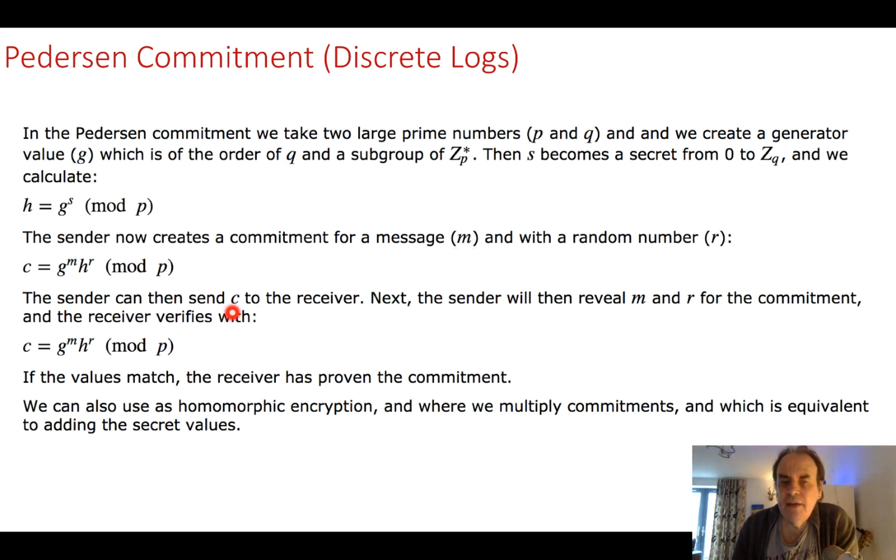The verifier then verifies the secret when Bob reveals the secret as G to the power of M times H to the power of R mod P. If the value matches with the C value that Bob sent, then Alice will be able to confirm that the secret tallies up with the commitment.